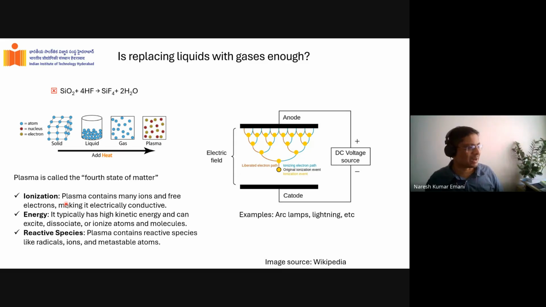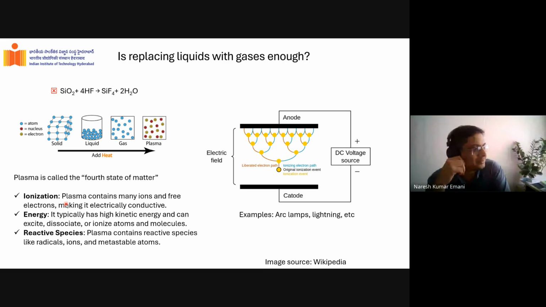If you have broken a bulb, you will see that pop sound. Why? Because it's under pressure. Arc lamps are under low pressure because otherwise you will not have ionization. Okay. All right. It's easier to cause ionization at low pressure.